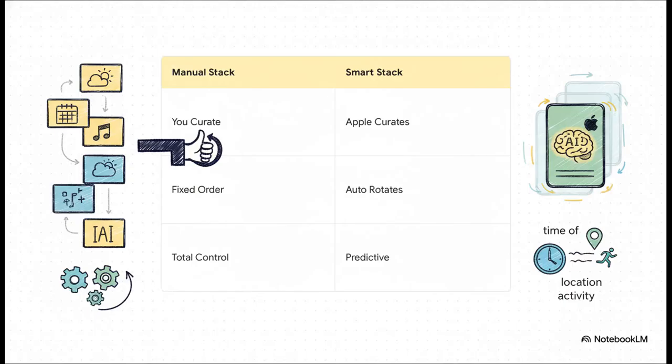So here's the deal, right? It all comes down to what you prefer. With a manual stack, you're the boss. You pick every single widget, you set the order. But with a Smart Stack, you're kind of handing the reins over to Apple's AI. It'll use stuff like the time of day, your location, and what you're doing to try and show you the most relevant widget at any given moment. It's really a trade-off, complete control versus convenience.